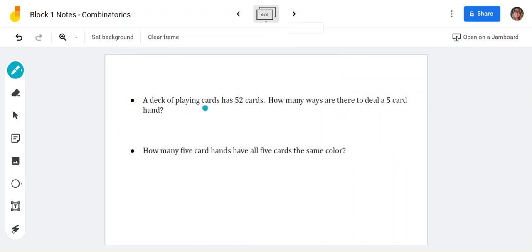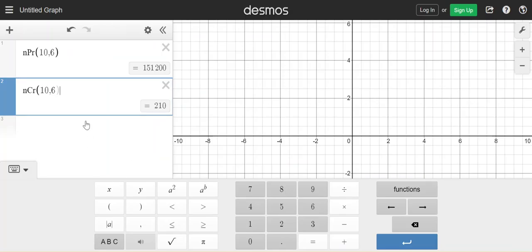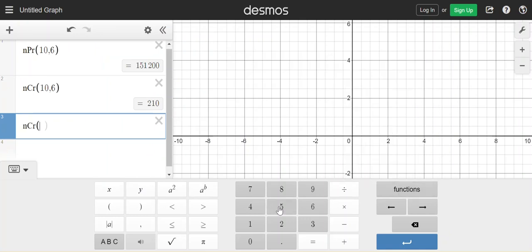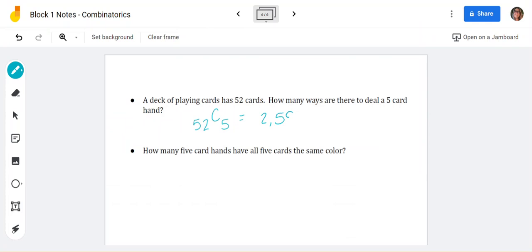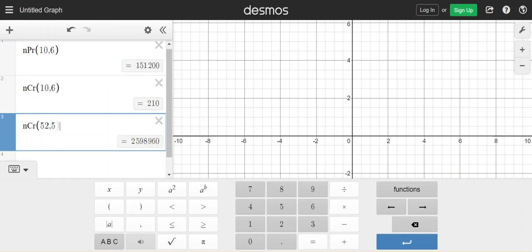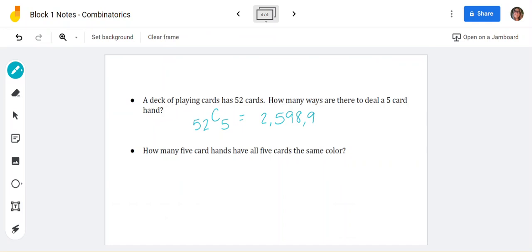A deck of playing cards has 52 cards. How many ways are there to deal a 5-card hand? So when you're looking at your hand, in most games that you're playing with a deck of cards, the order that you get them in your hand doesn't matter. So we've got 52 cards. We're going to choose 5 of them. So nCr, 52. We want 5 of them. There are 2,598,960 options.